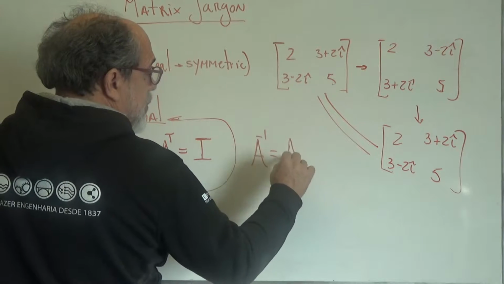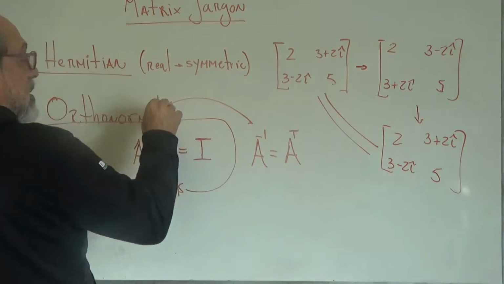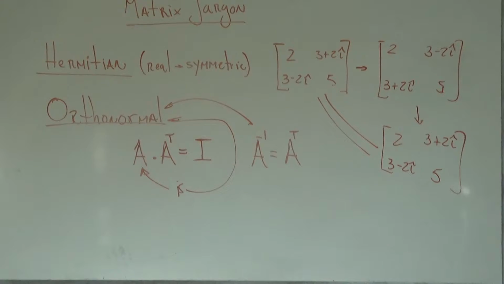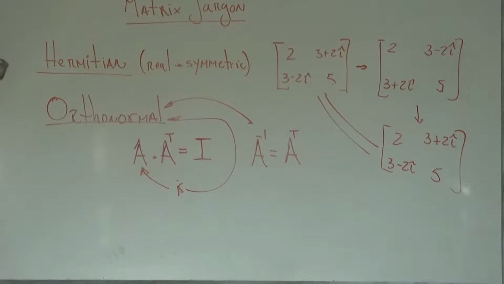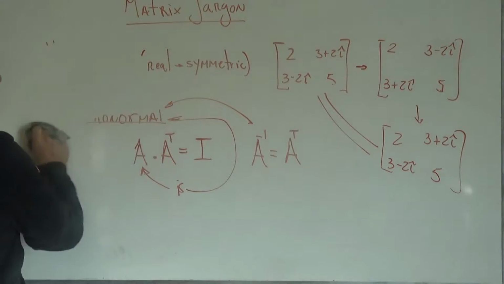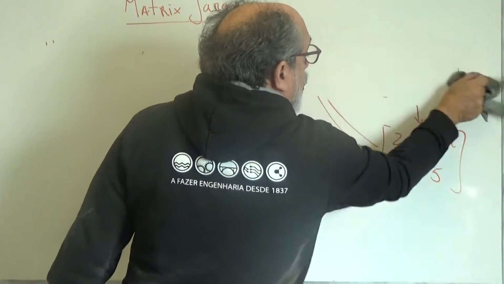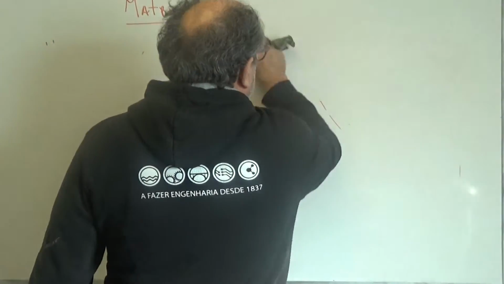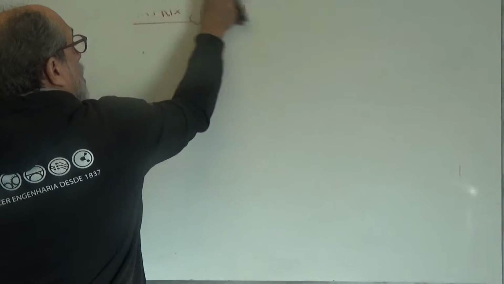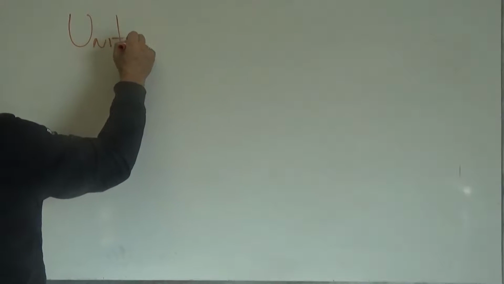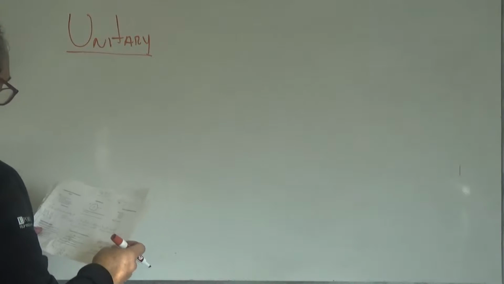A inverse is equal to A transpose, that's the same thing. That means that the matrix is orthonormal, right? A matrix is unitary if it's orthonormal, but it's complex. So it's simply the extension of orthonormality to a complex matrix. So a matrix is unitary if it's complex and orthonormal.